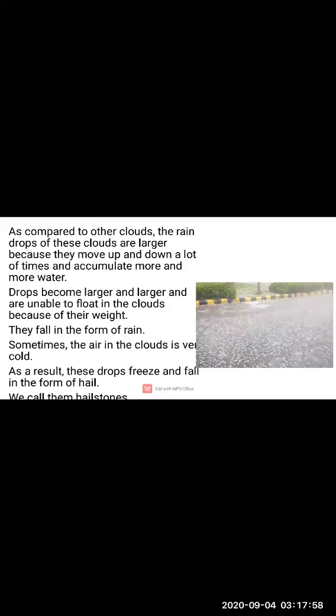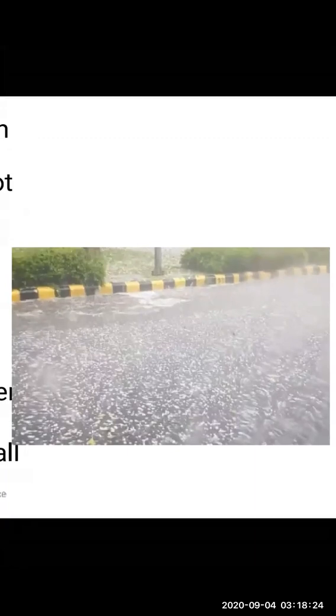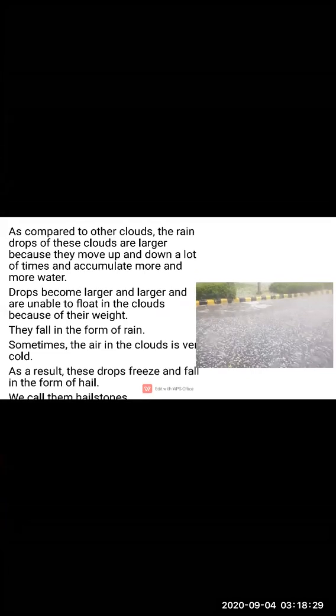Sometimes the air in the clouds is very cold, and because of this, the drops freeze and they fall in the form of hail. Children, we observe hailstones. See here in this picture, you can see that. So see, children, here our chapter, that is humidity and clouds, is over.